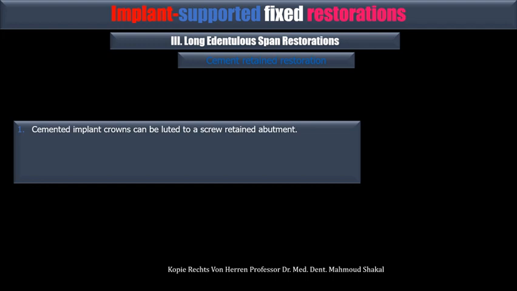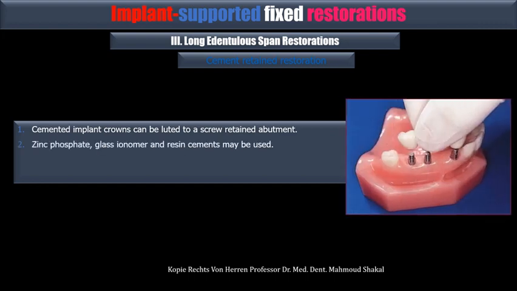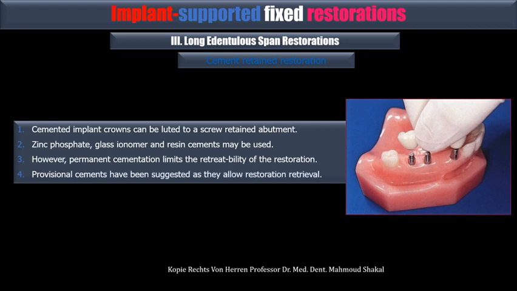Cement-retained restoration: cemented implant crowns can be luted to a screw-retained abutment. Zinc phosphate, glass ionomer, and resin cement may be used. However, permanent cementation limits the retrievability of the restoration. Therefore, provisional cements have been suggested as they allow restoration retrievability to clean, adjust, and repair the prosthesis.